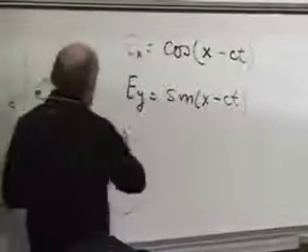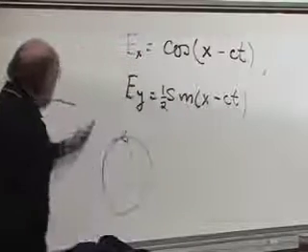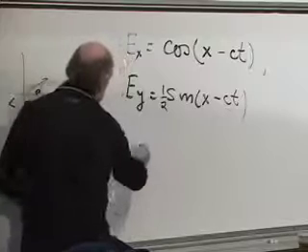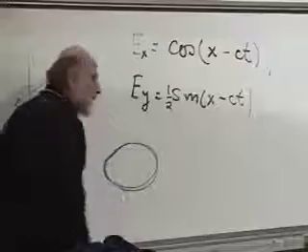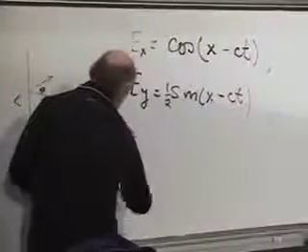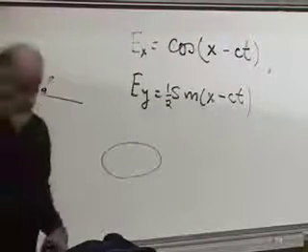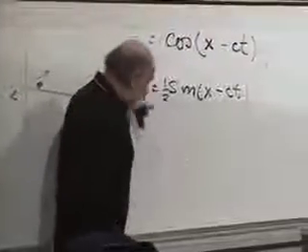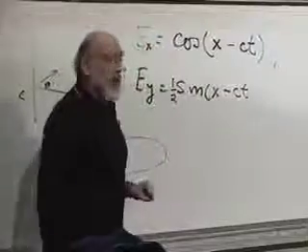But if I take Ey to be 1/2 of that, now the electric field in the y direction only grows to half the size of its maximum in the x direction. I don't think I drew that well. That becomes elliptical polarization. It's described by a major and minor axis, the major axis in this case being along the x-axis.